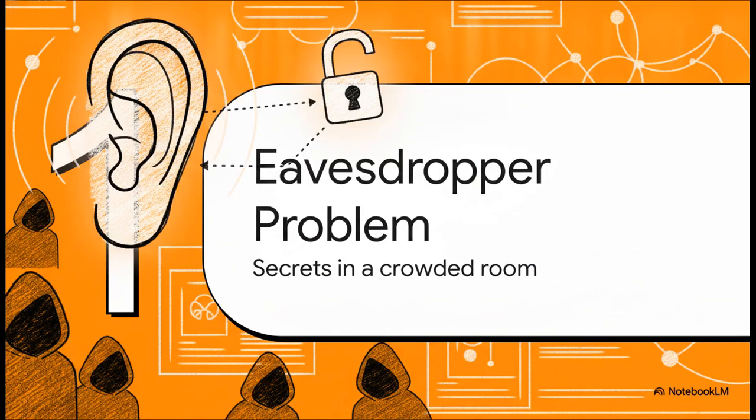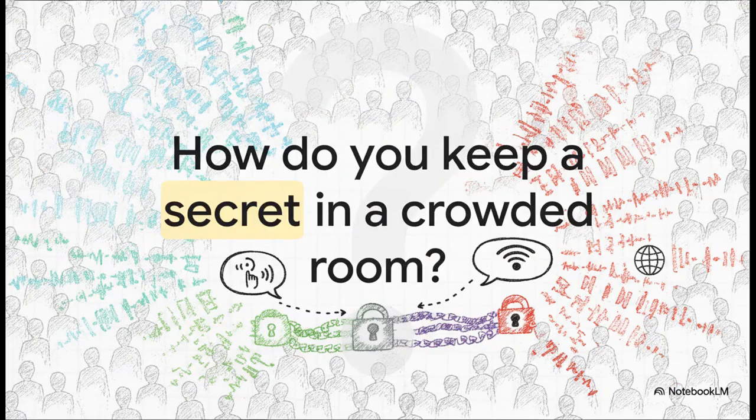All right, Section 1, the eavesdropper problem, or how to keep secrets in a crowded room. Because to truly understand the solution, we've got to understand the threat first. Imagine this for a second. You're standing in a really crowded room, wall-to-wall with strangers, and you need to tell your friend a highly sensitive secret. How exactly do you do it? I mean, if you just shout it out, literally everyone hears it.